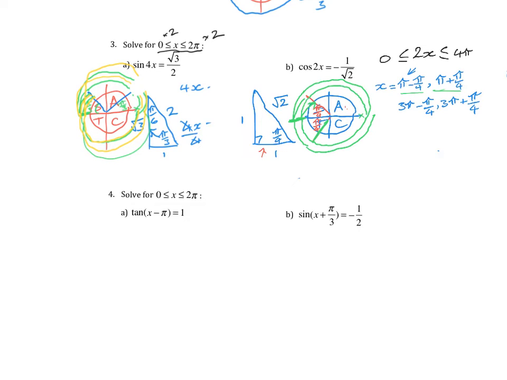Okay, so let's simplify them. Now, I've made a mistake. What have I done? I've said x equals these things, but it isn't. It's 2x. You have to put the whole angle there. So 2x. Now let's simplify it. Pi minus pi on 4 is 4 pi on 4 minus pi on 4, or in other words, 3 pi on 4.